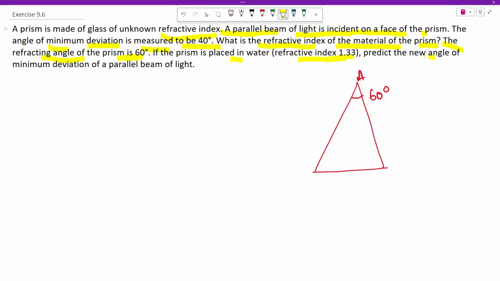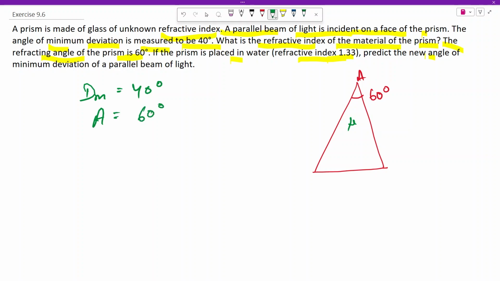So here we have been given the value of minimum deviation. Let us symbolize it with Dm. We have been given it is the value of 40 degrees. We have to find out the refractive index of this prism, and one more thing we have been given is the refracting angle of the prism, that is the vertex angle. It is given as 60 degrees, so we can symbolize it with A as 60 degrees.